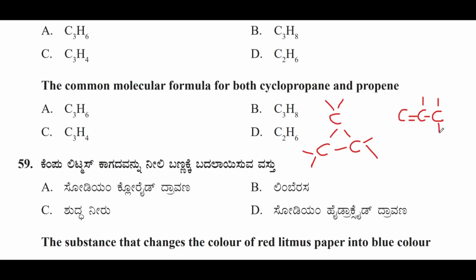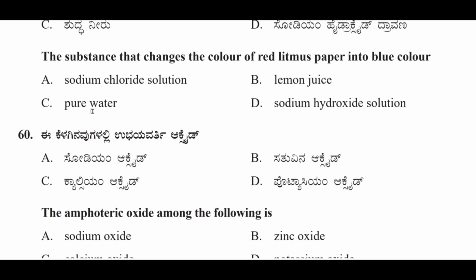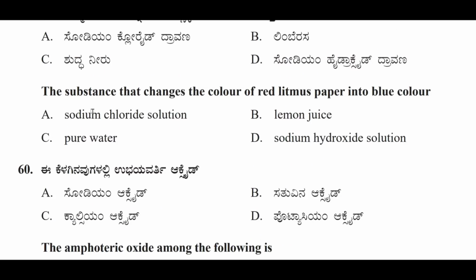Observe the structure of propene. Propene will have a single double bond. Therefore, it has 3 carbon atoms and 6 hydrogen atoms. Therefore, the correct answer is option A, C3H6 is the molecular formula for both cyclopropane and propene. Now, moving to next question.